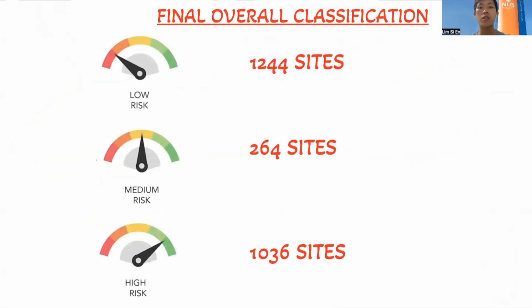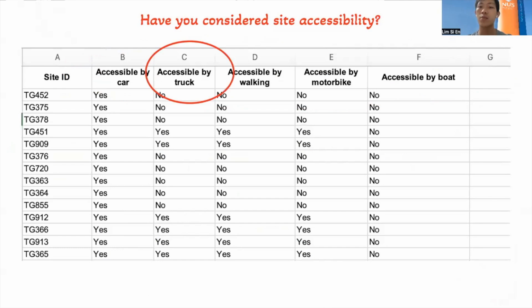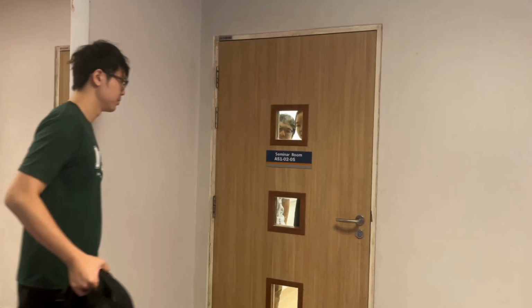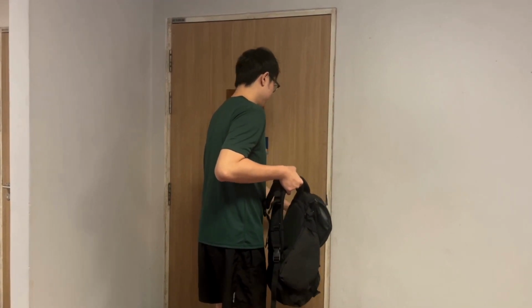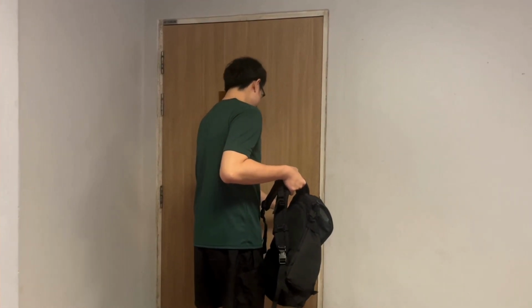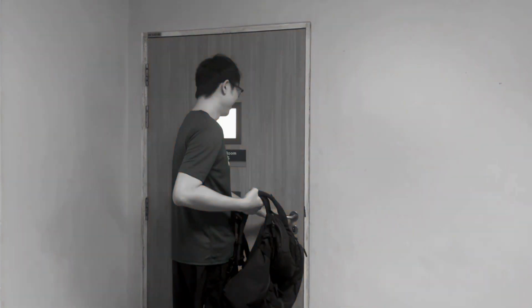We end up with 1,244 low-risk sites, 264 medium-risk sites, and more importantly, 1,036 high-risk sites. A robust model does not imply perfection. Assuming from the data set that the truck is the most efficient way of delivering aid, it may be a problem if 646 high-risk sites are inaccessible by truck. Thus, it may actually be more beneficial to devote more resources to more accessible sites.